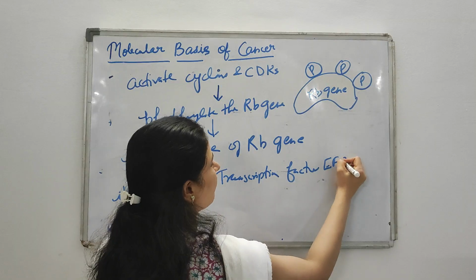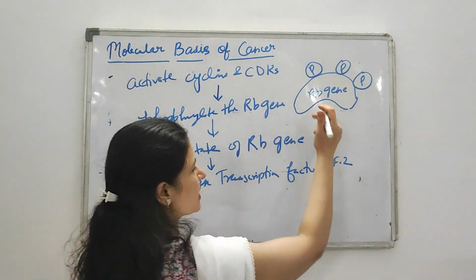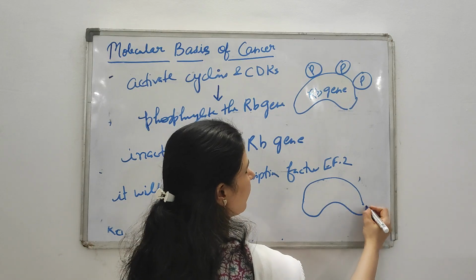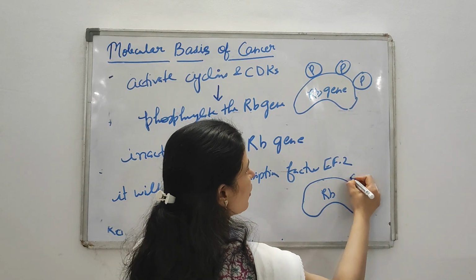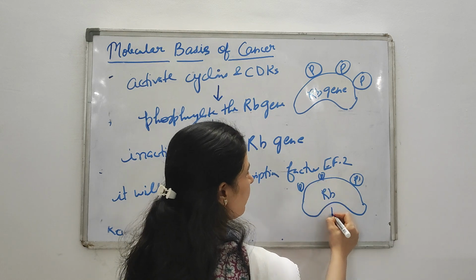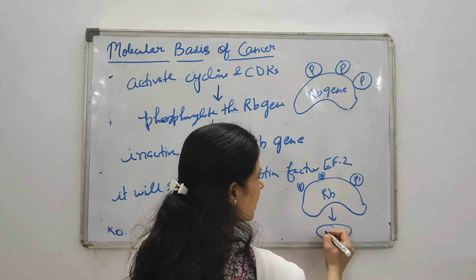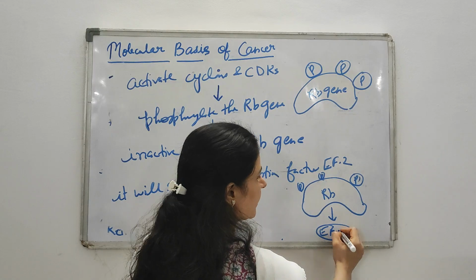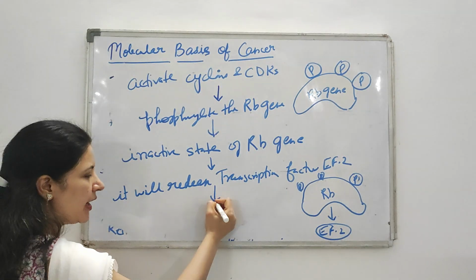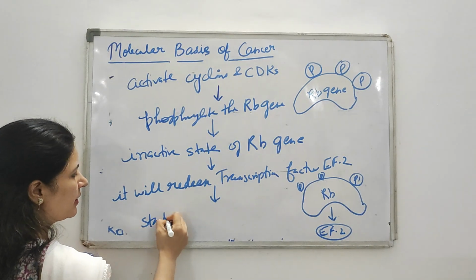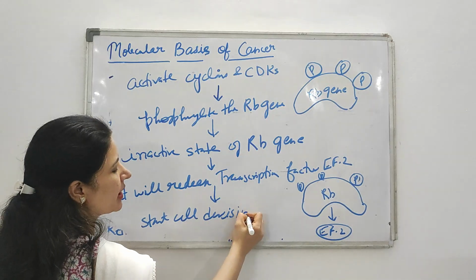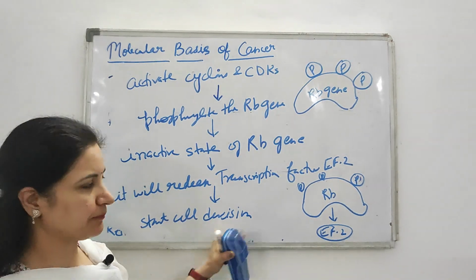That is E2F. Suppose this is the RB gene, and this is the phosphorylated RB gene, which is inactive. Then it will release this E2F factor, and this E2F is a transcription factor. So what will it do? It will start cell division. This phenomenon occurs normally in the cell.